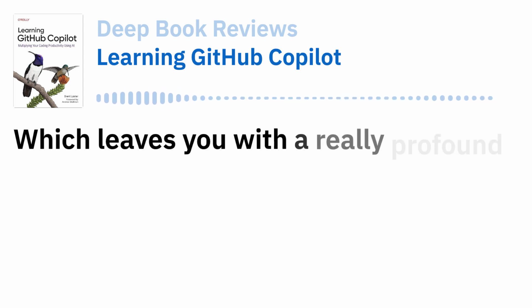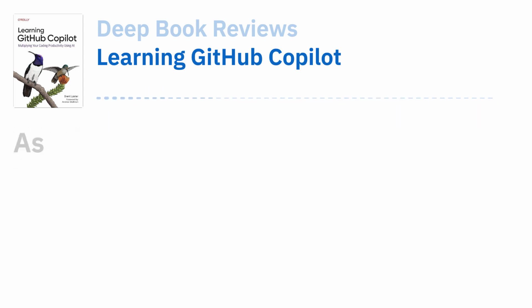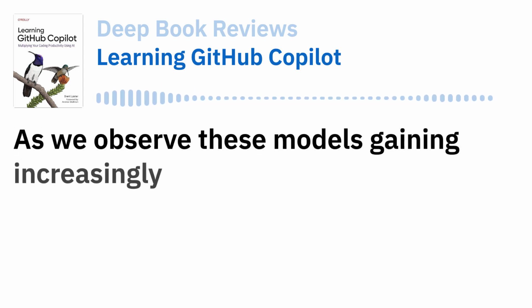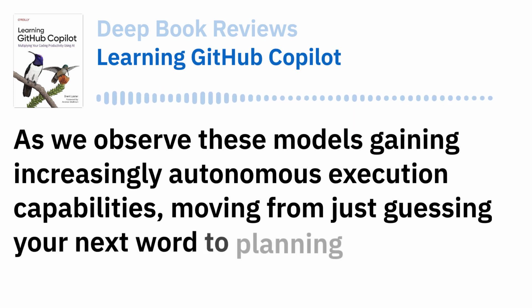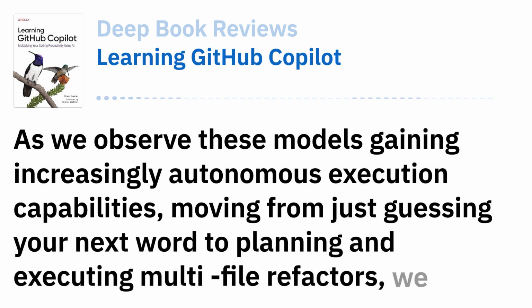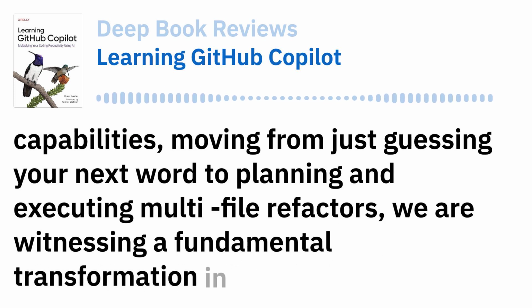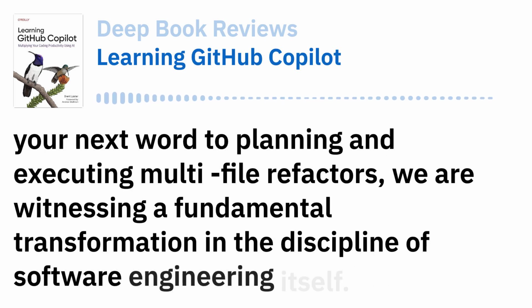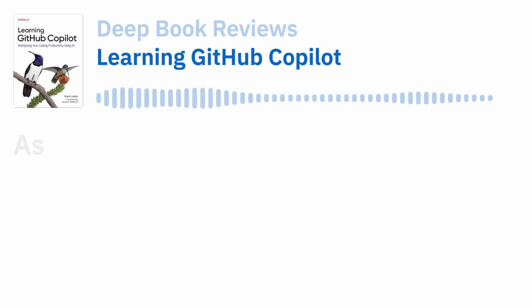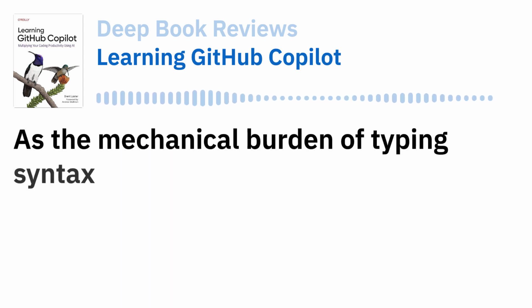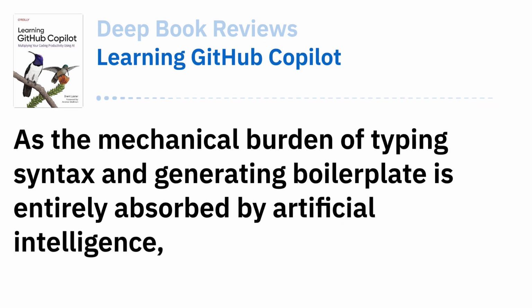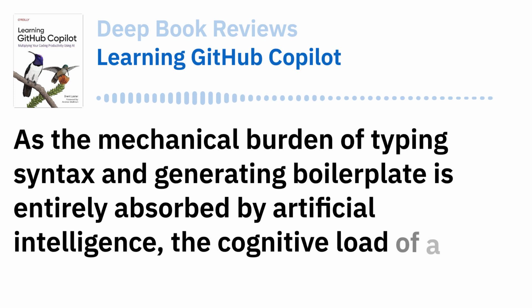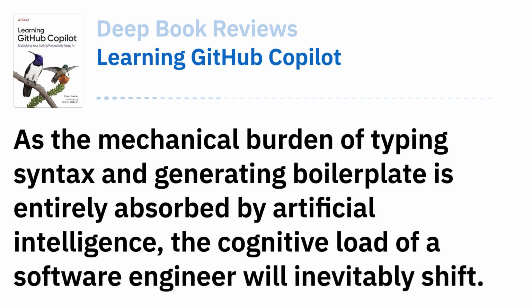Which leaves you with a really profound final thought to mull over. As we observe these models gaining increasingly autonomous execution capabilities, moving from just guessing your next word to planning and executing multi-file refactors, we are witnessing a fundamental transformation in the discipline of software engineering itself. It really is a transformation. As the mechanical burden of typing syntax and generating boilerplate is entirely absorbed by artificial intelligence, the cognitive load of a software engineer will inevitably shift.